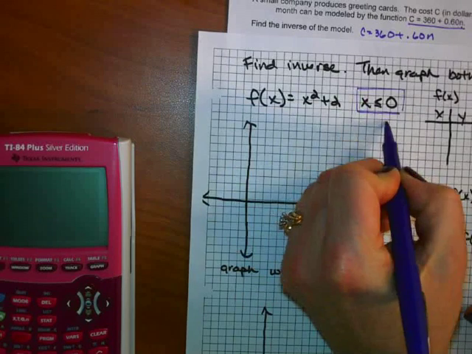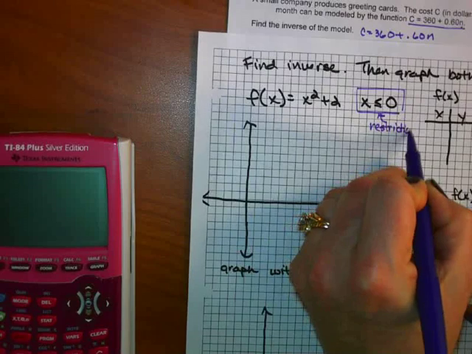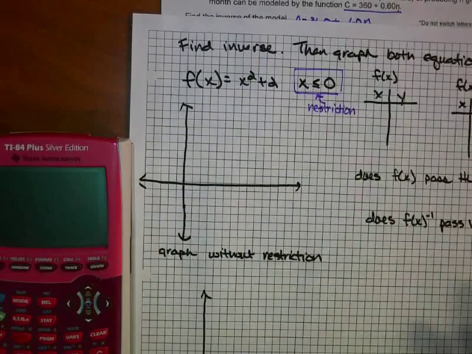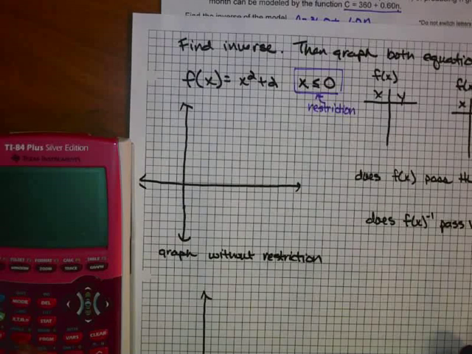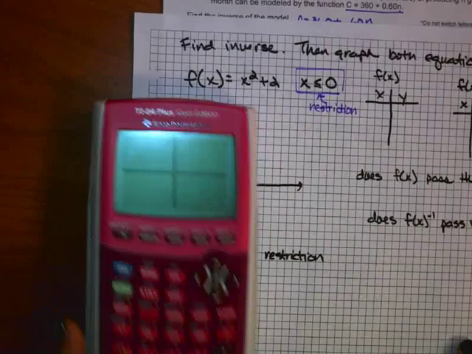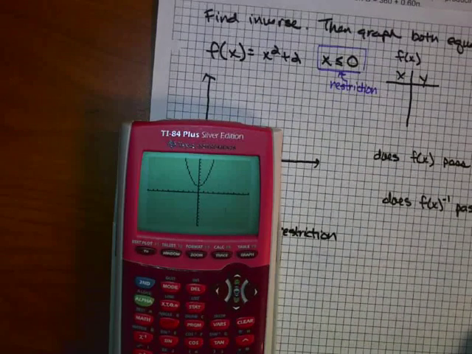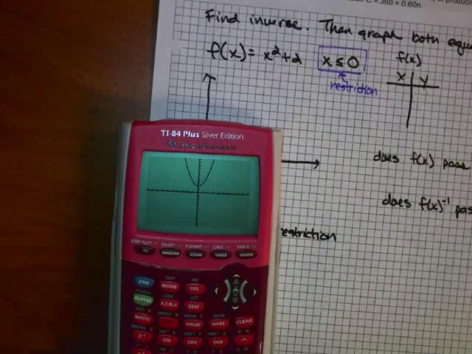This is a restriction that we have to pay attention to on our graph, and we'll get to that later. So let's put x squared plus 2 on here and graph it. Yeah, it's a parabola. Hopefully you all knew that, right? It shifted up 2.